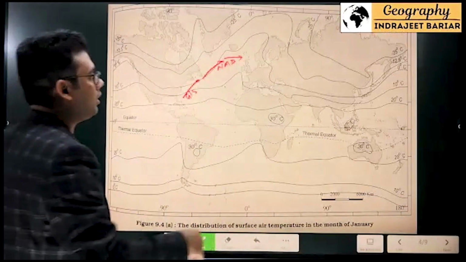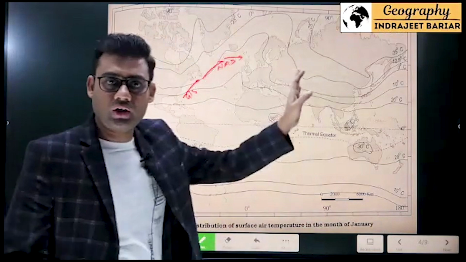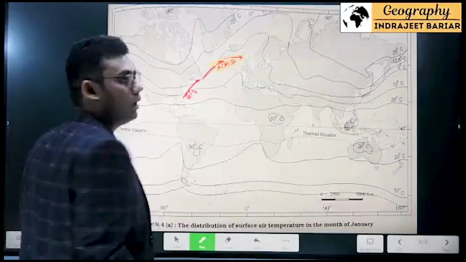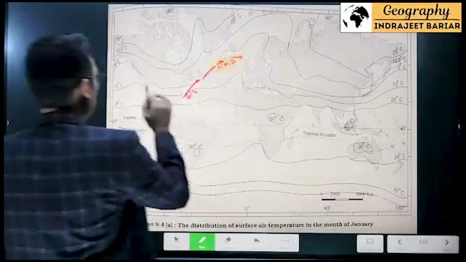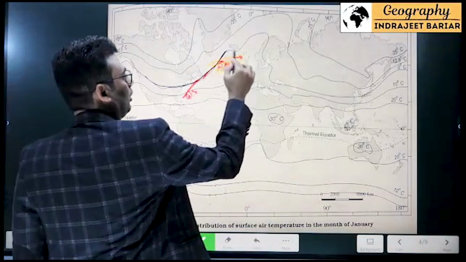So in this case, see what is happening. North Atlantic Drift and Gulf Stream are warm ocean currents. They reach over here, making these waters warm. And what is the result that I can witness? The result I can witness is this isotherm reaching almost up to here.